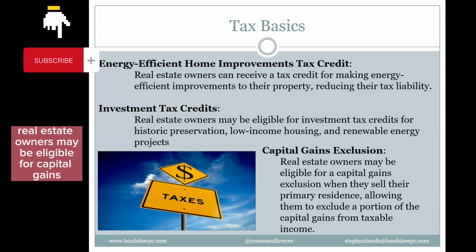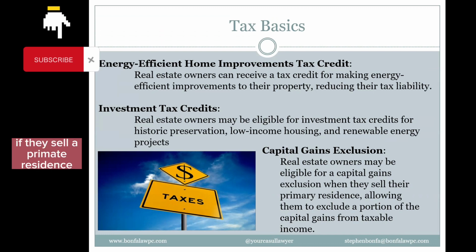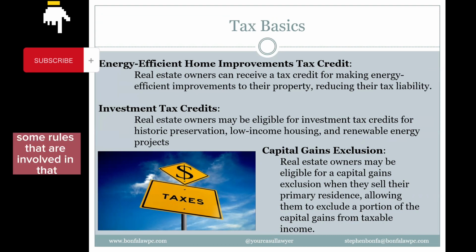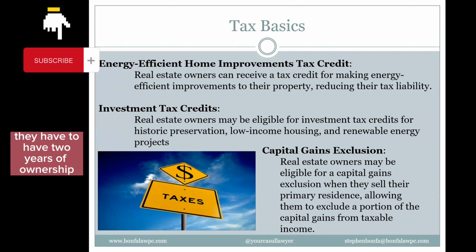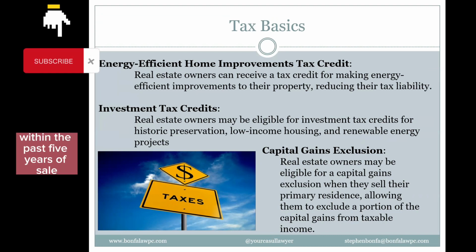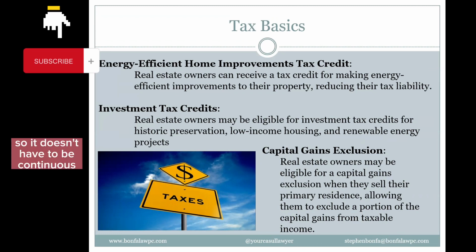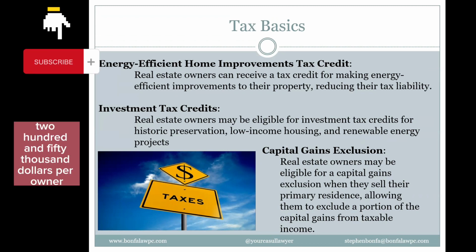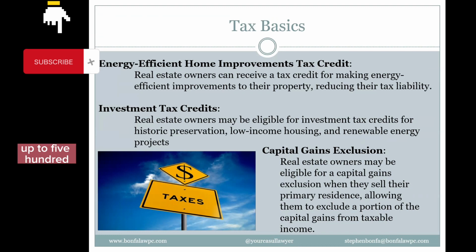Capital gains. Real estate owners may be eligible for capital gains exclusion if they sell their primary residence. Some rules that are involved in that. You have to have 2 years of ownership within the past 5 years of sale. So it doesn't have to be continuous, and then you get $250,000 per owner up to $500,000.